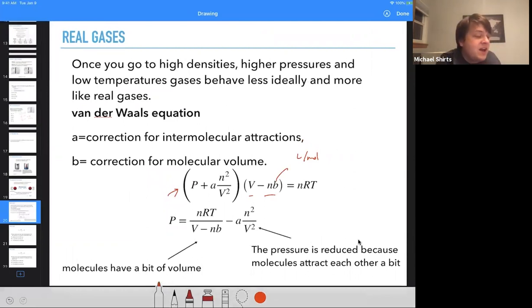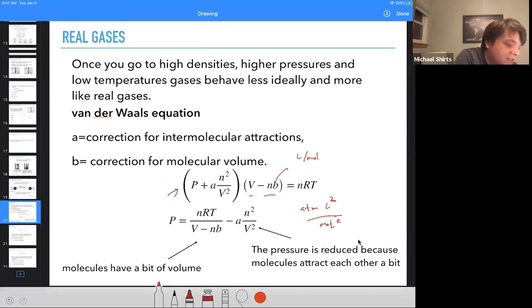But then the pressure is reduced because molecules attract each other. And that attraction is not affected by the temperature. The attraction just depends on the density, not the temperature. And A will have units of atmospheres liters squared over moles squared.